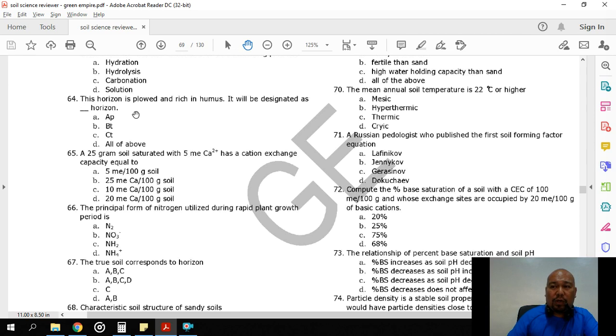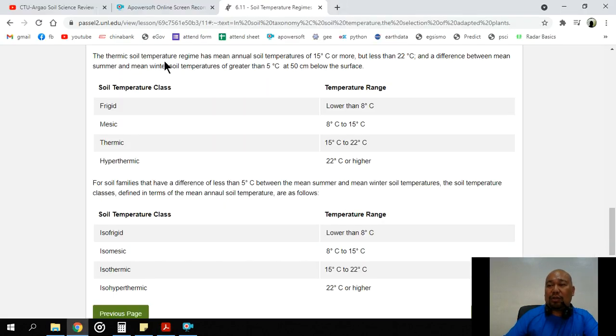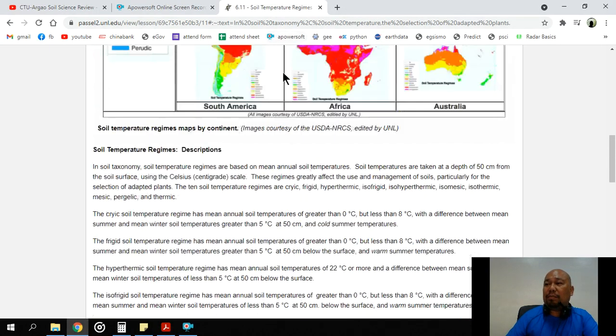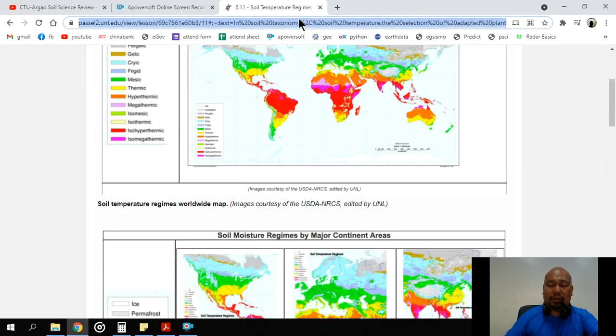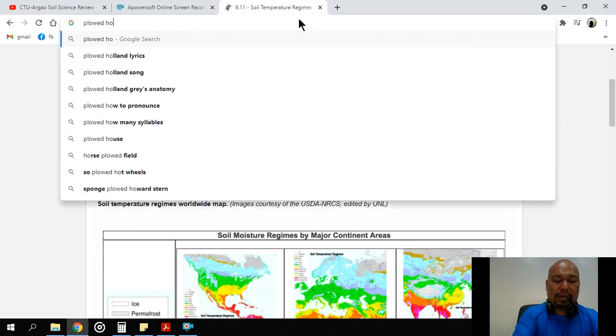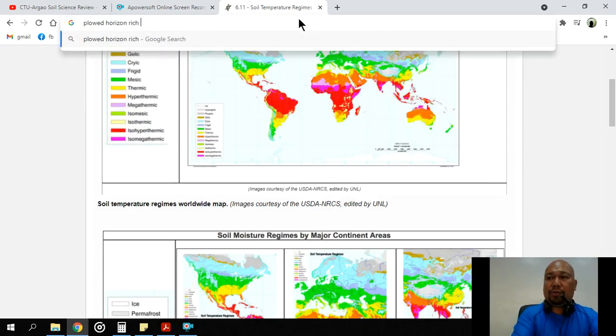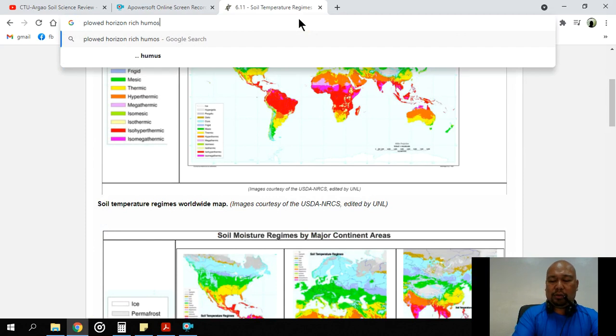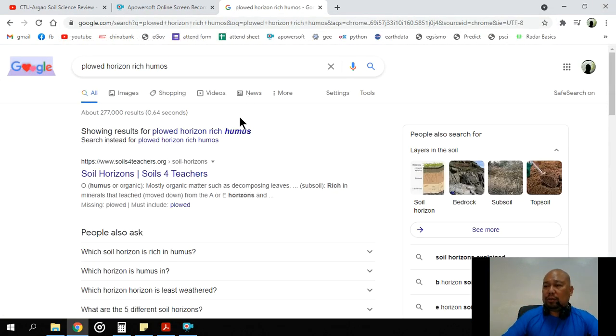Horizon 64 is, this horizon is plowed and rich in humus. It will be designated as, okay, AP, BT, CT, all of the above. Okay, soil profiles. Dili ko sure, I don't know. Horizon plowed, rich in humus. Let's try to Google that up. Plowed horizon, rich humus. I don't know the answer.